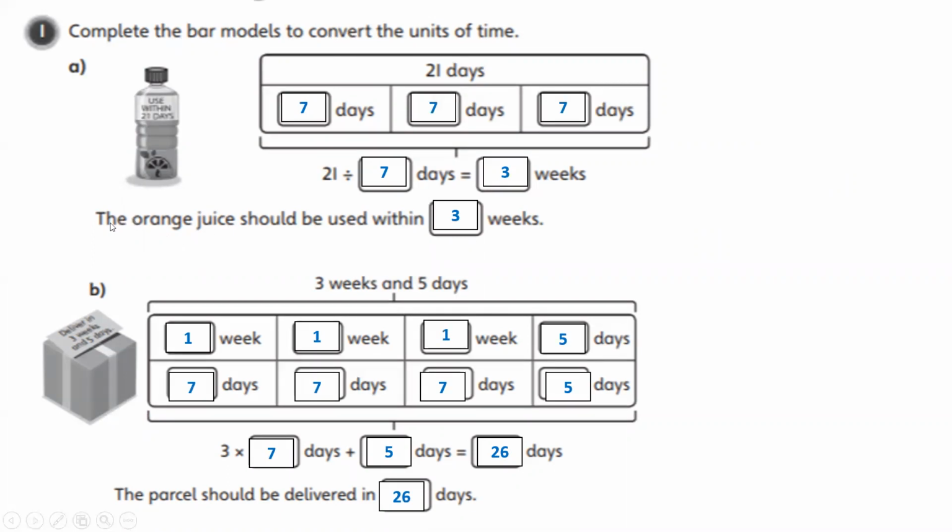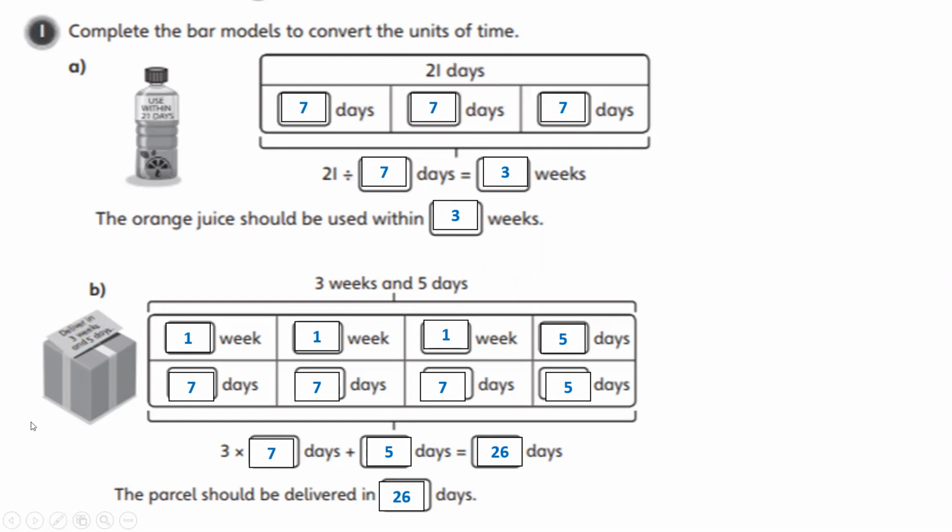Right. The orange juice should be used within how many weeks? So we know that it's 21 days, and we know that there are 7 days in each week. So we're going to put 7 days, 7 days, 7 days, and 3 lots of 7 makes 21. So here, 21 divided by 7 is 3. And so we know that the orange juice should be used within 3 weeks.